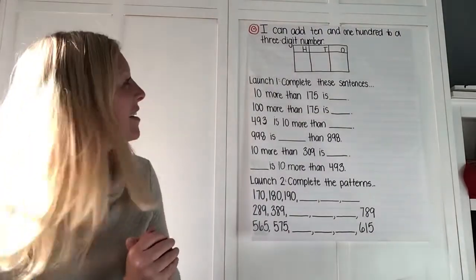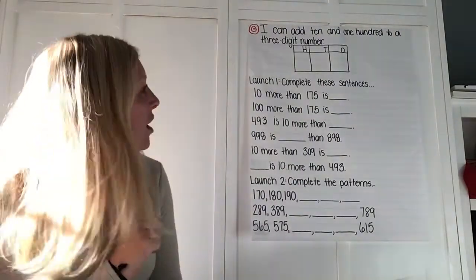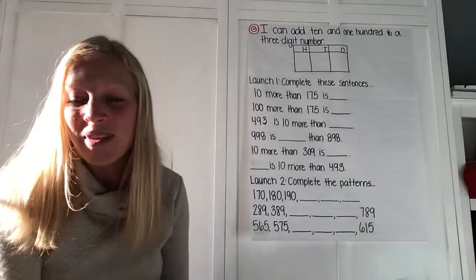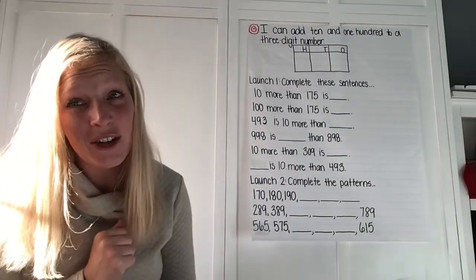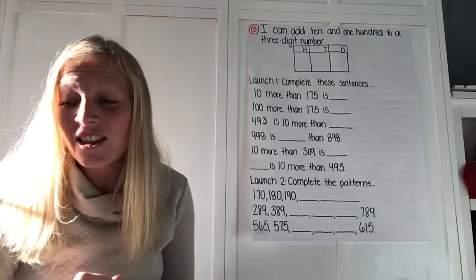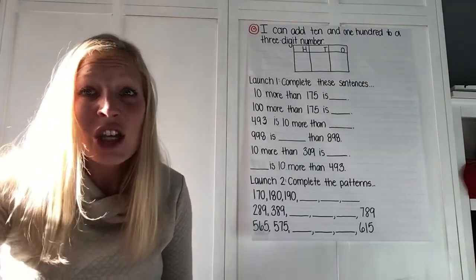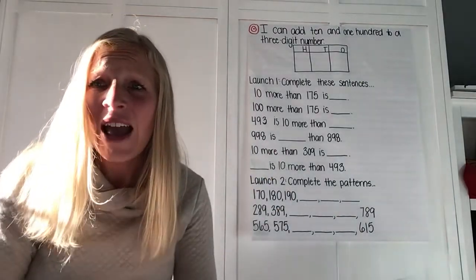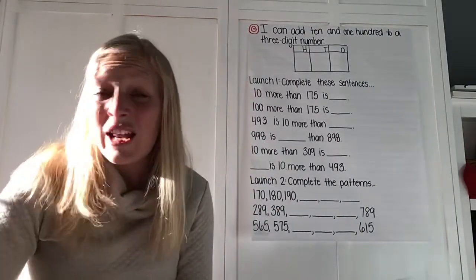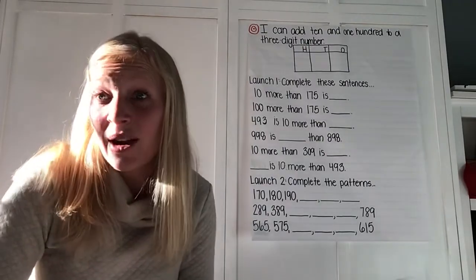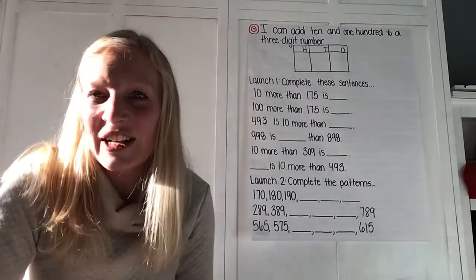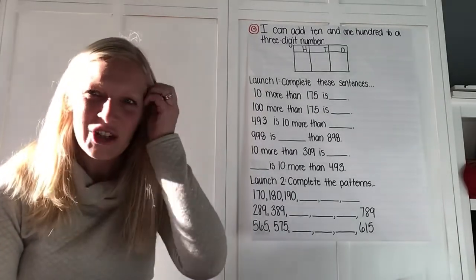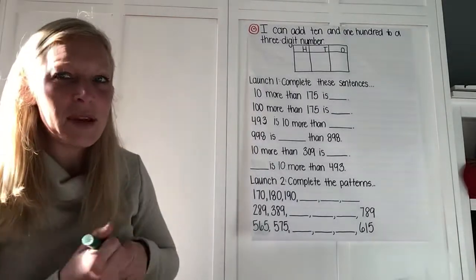I can add 10 and 100 to a three-digit number. And friends, there's one thing I didn't add on our learning target today, and that is that we are going to do our very best to do this mentally. Now, we already know how to add 10 and take away 10 to a two-digit number or to a one-digit number. So this isn't going to be very different. It's just adding that extra digit in there. So let's take a peek and we're going to get started.